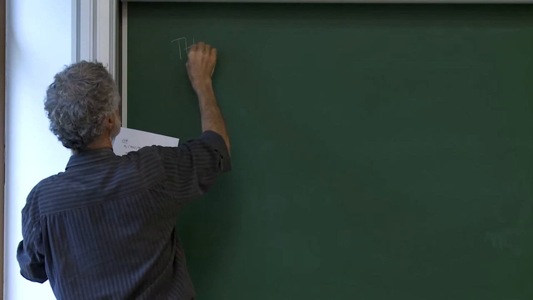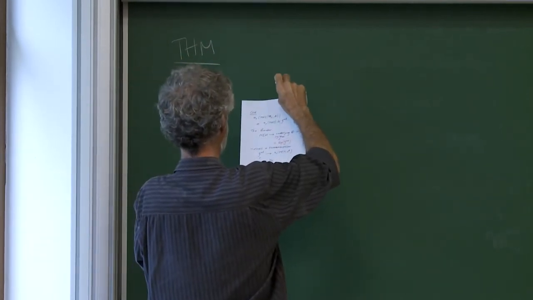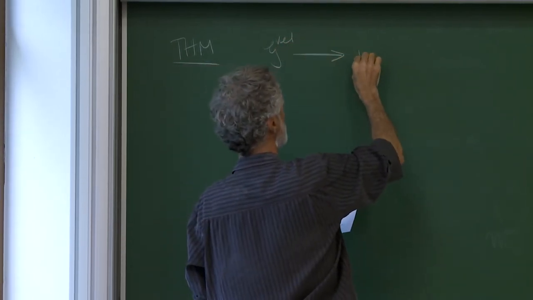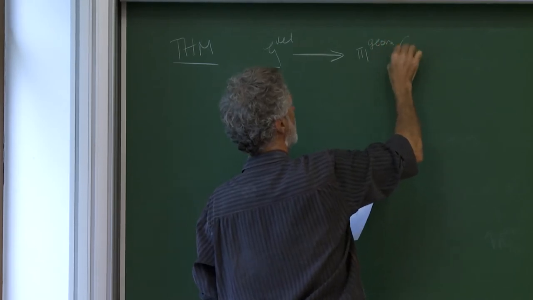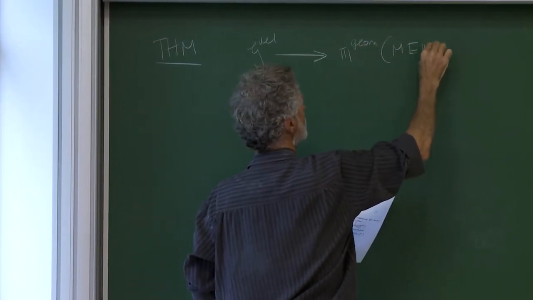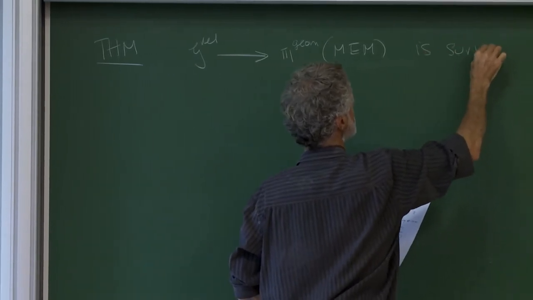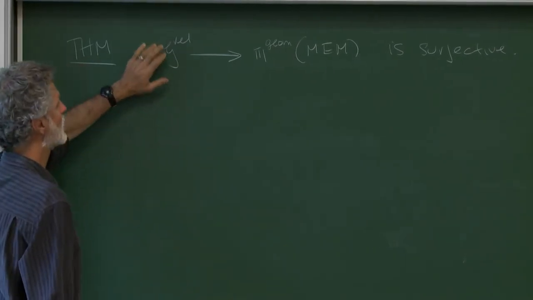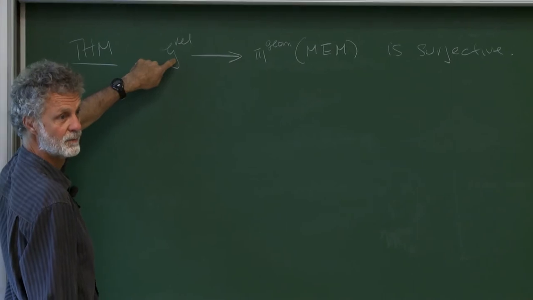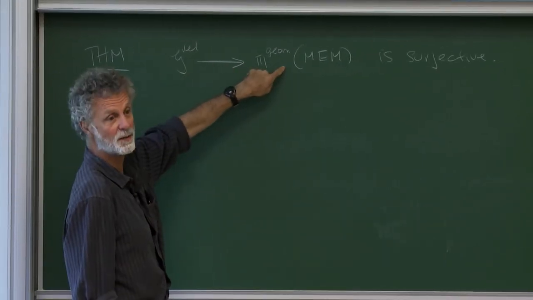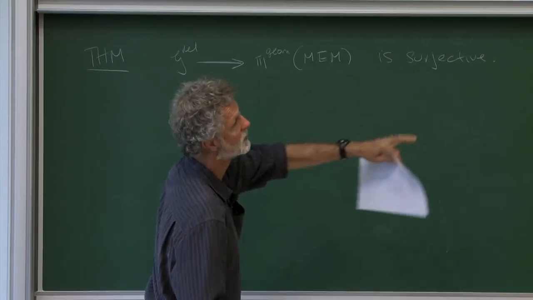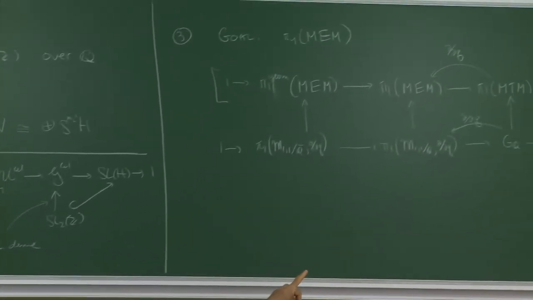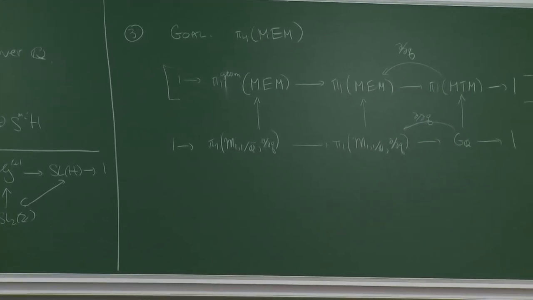So the theorem is that G rel, the natural representation I constructed last time from G rel into pi 1 geometric of mixed elliptic motives, is surjective. And this is good because we're going to be able to compute what this is, and that's going to bound the size of this. So you remember that somewhere on those boards we have pi 1 of MEM is an extension of pi 1 of mixed Tate motives, which we know, by pi 1 of MEM.